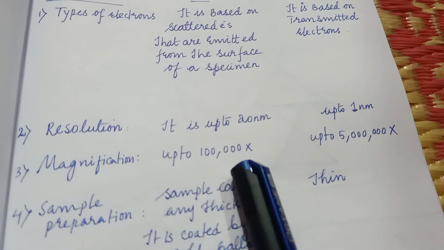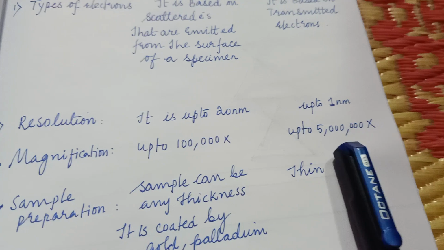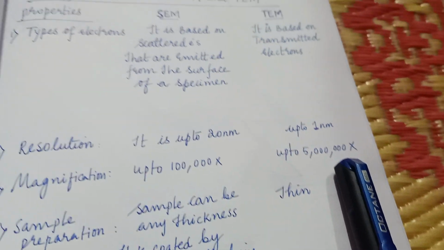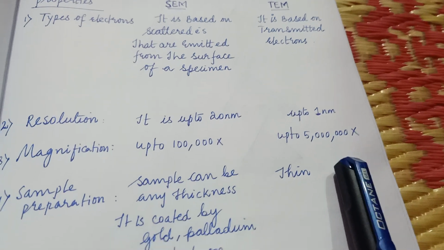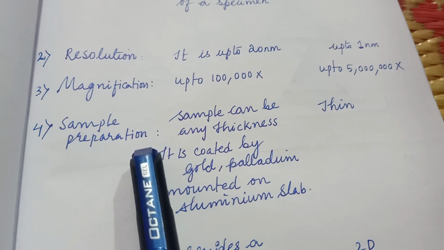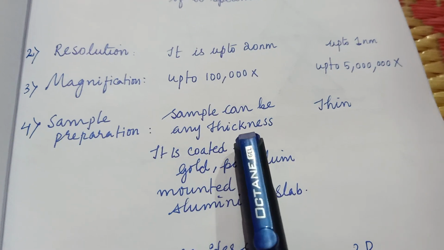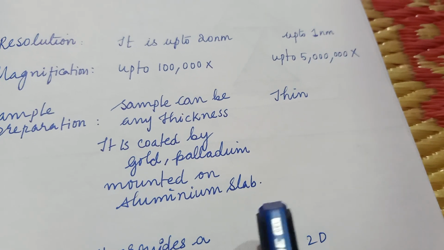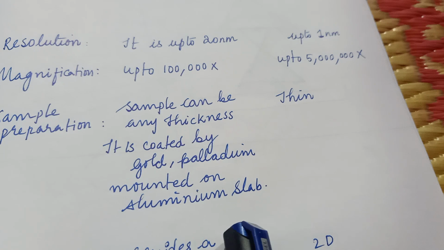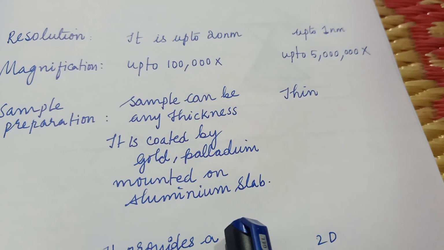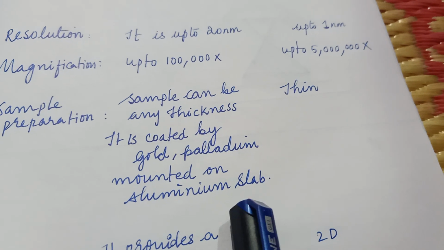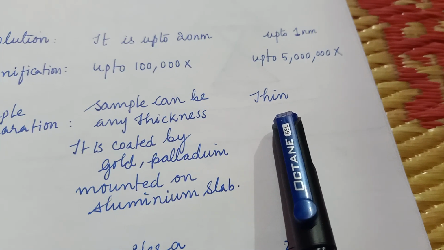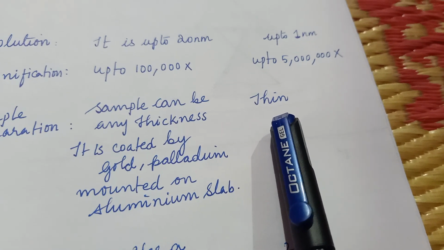Magnification is about 100,000 times in scanning electron microscope, whereas it is up to 5,000 times in transmission electron microscope. The sample preparation can be of any thickness, and the sample is coated with gold or palladium noble metals, and the slab is made up of aluminium. Whereas in transmission electron microscope, the sample should be a thin section.